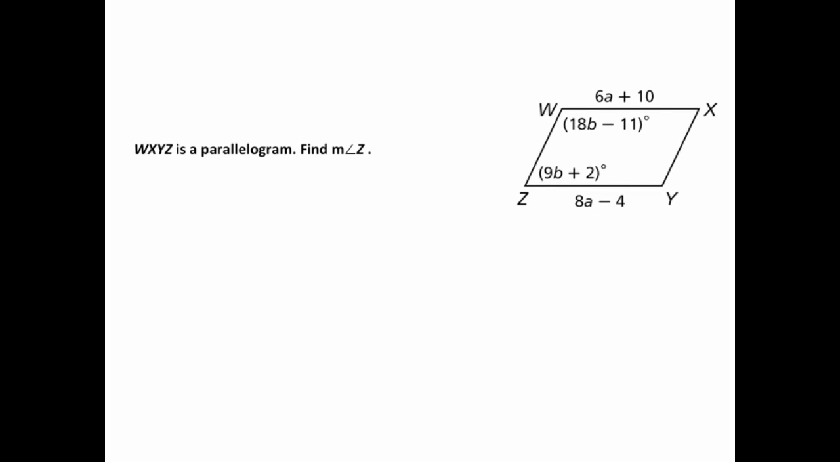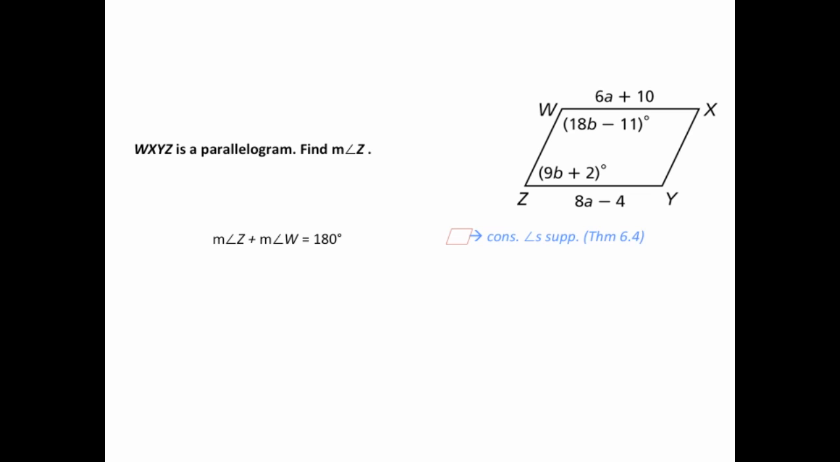Using again the same information, now we're asked a question about one of the angles, the measure of angle z. Well, what we notice is that we're given two angles. One is the measure of angle w, the other is the measure of angle z, and those would be considered consecutive angles. So we can use our rule for consecutive angles in a parallelogram to state that those two angles must add up to 180 degrees. Again, that's theorem 6.4, that consecutive angles in a parallelogram are supplementary.